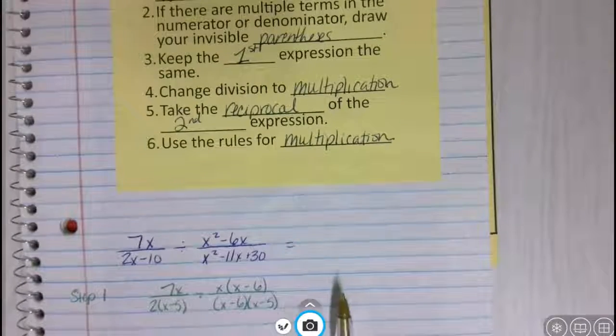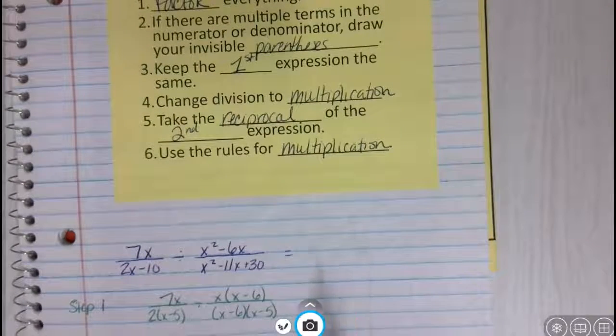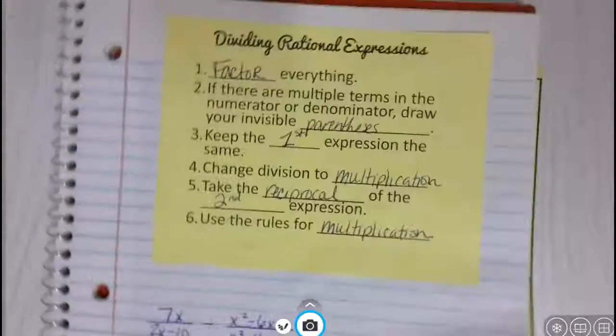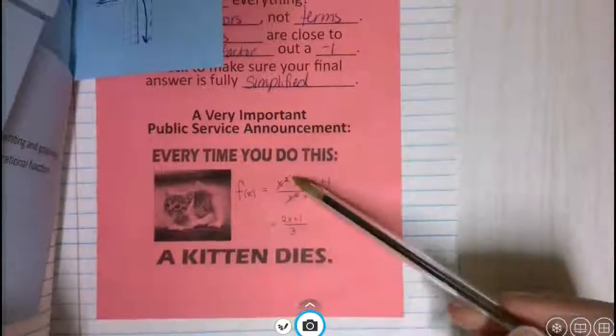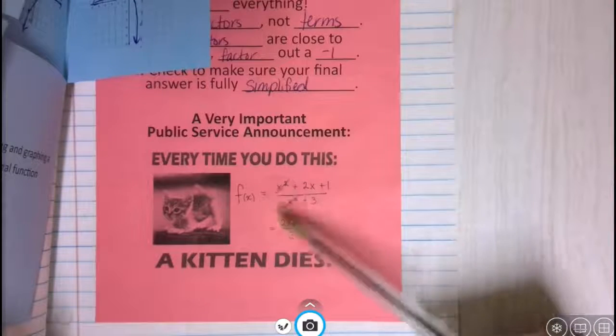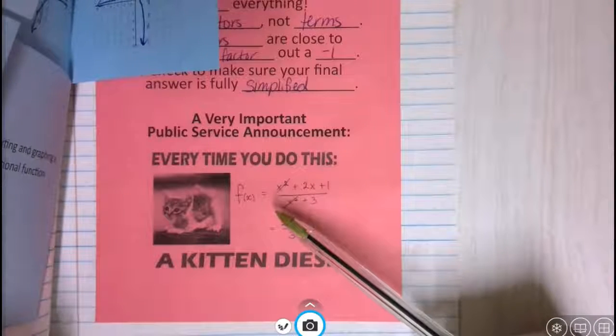Okay, so here we've worked through an example of multiplying and an example of dividing, and we've been able to simplify them both. The big thing I want you to remember is do not cancel out terms. We cannot cancel out terms like this. We have to cancel out entire factors that are in our parentheses together.